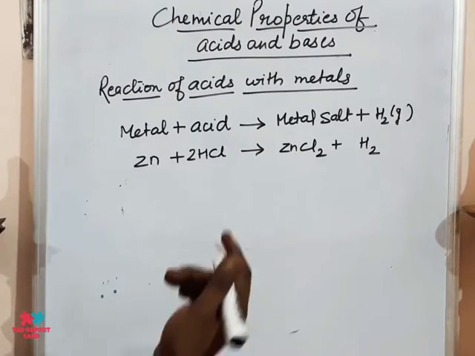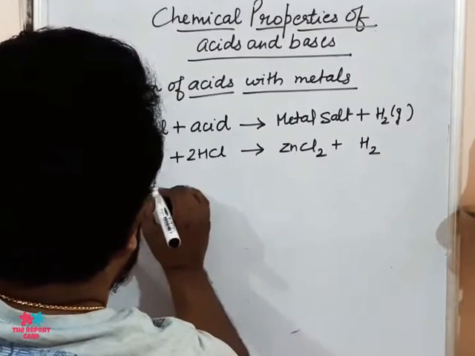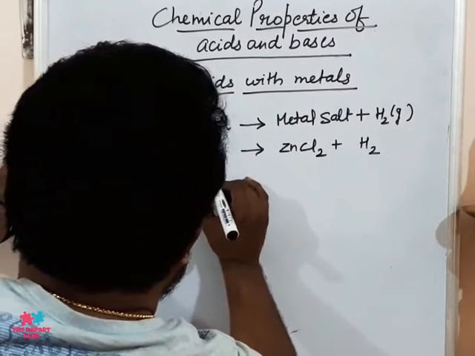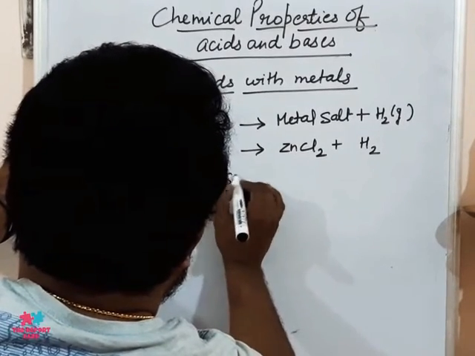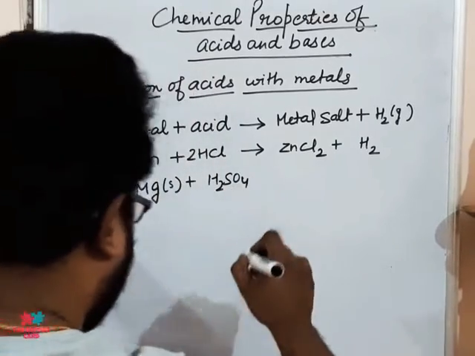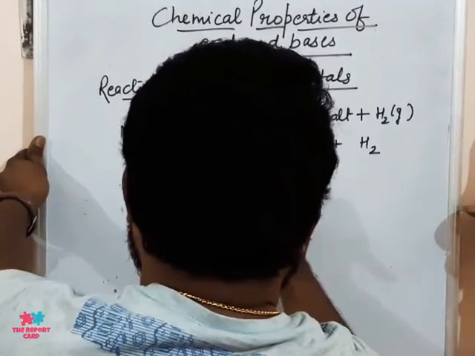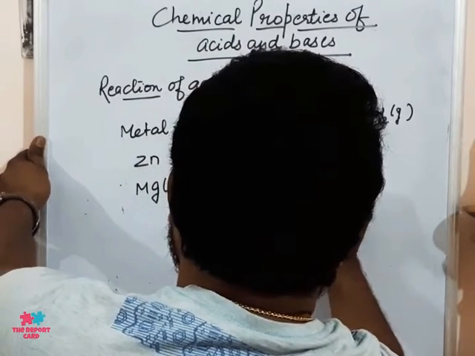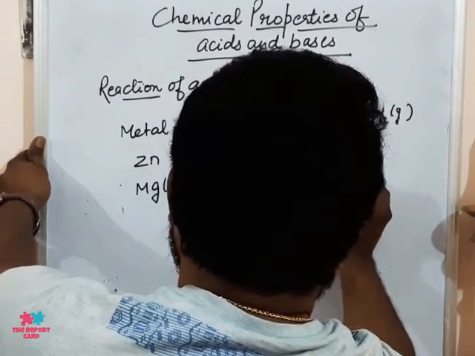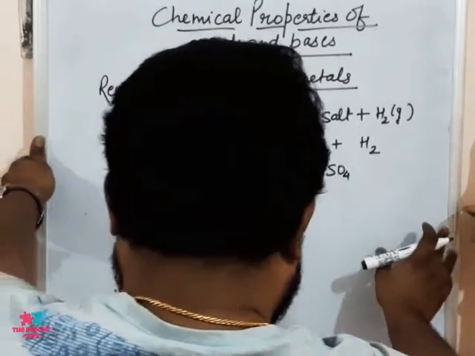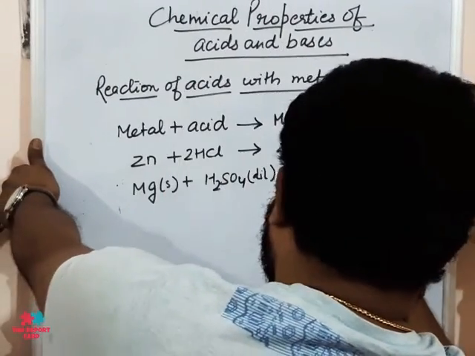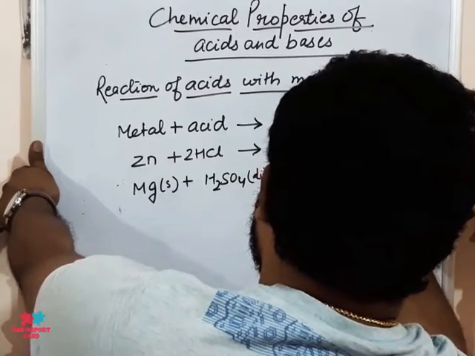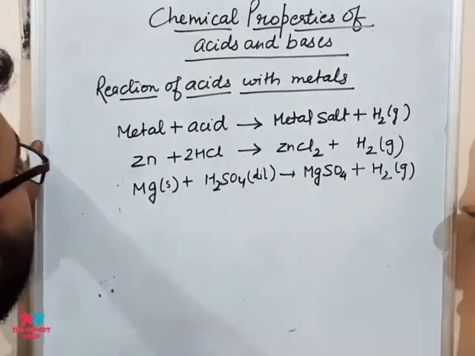Another example we can take is magnesium in solid state. Similarly you can write dilute sulfuric acid, and again it will react to form magnesium sulfate plus hydrogen in the gaseous form. So this is again one such reaction.